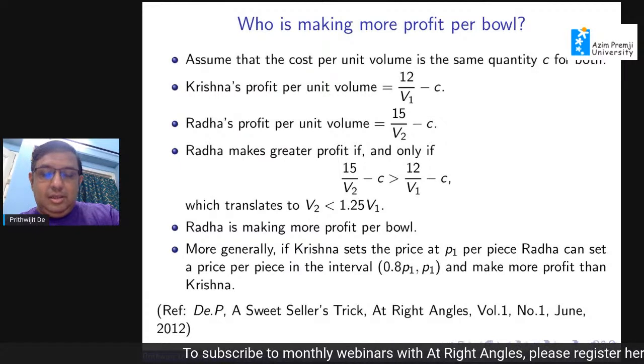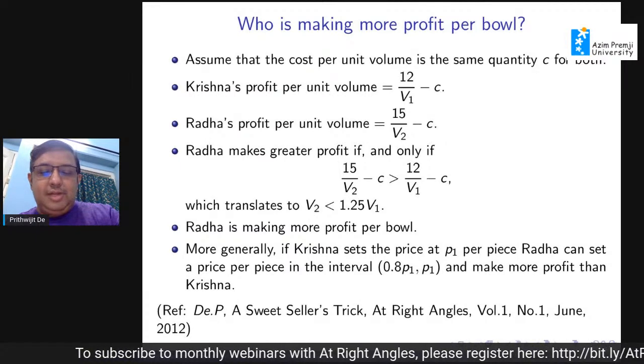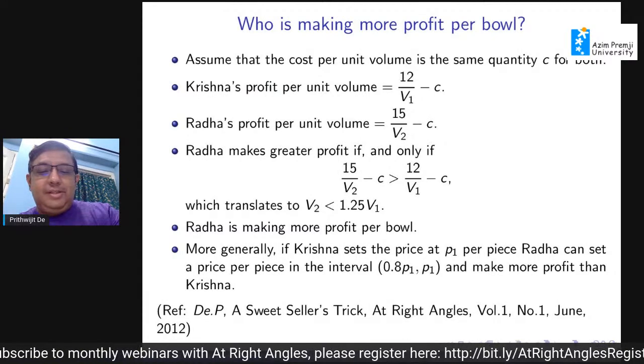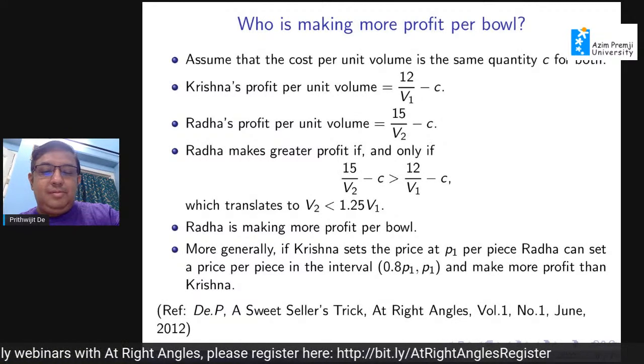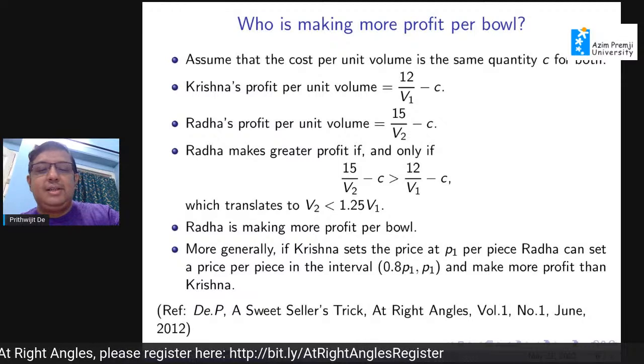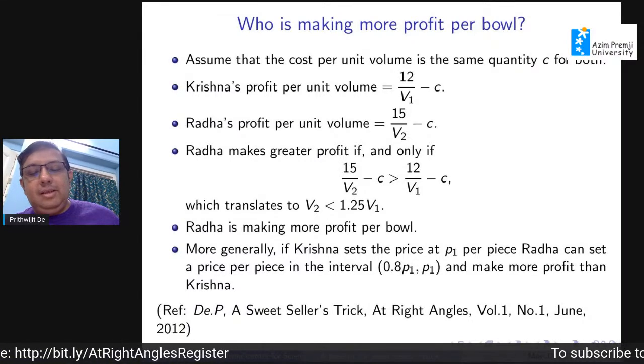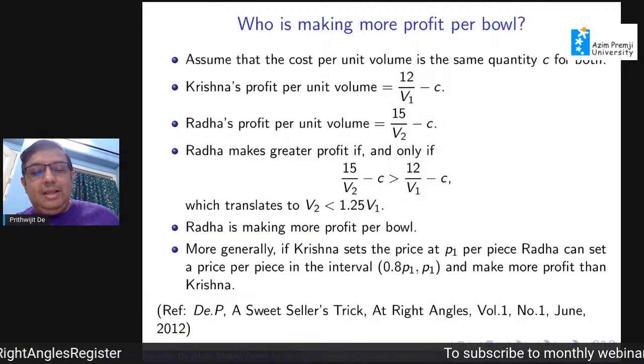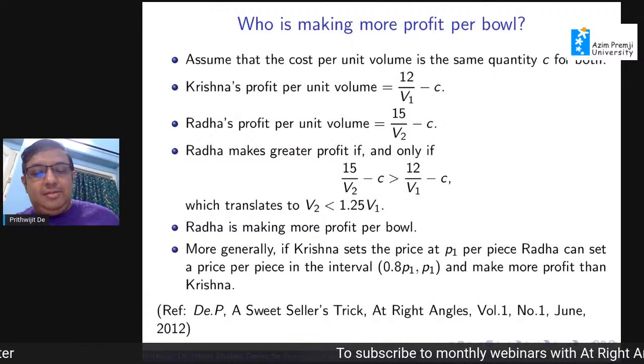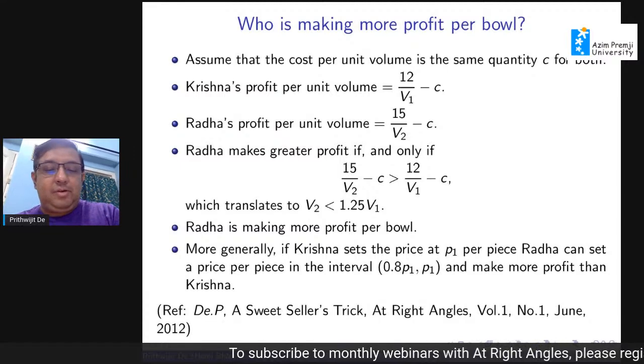And more than that, there's actually a range of values of the price which Radha can set. Like if Krishna sets the price at P1, then Radha can choose any value in the interval from 0.8 P1 to P1, and set the price at that per piece and make a profit.